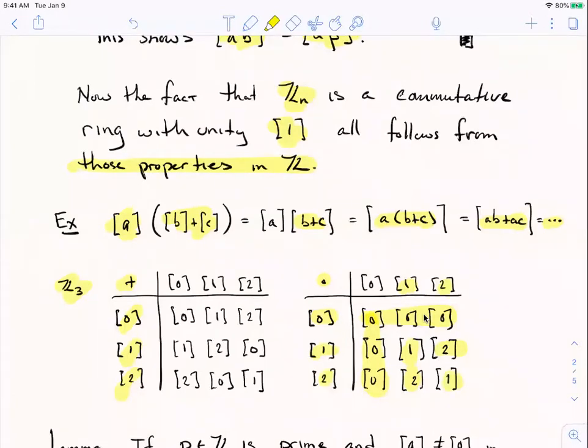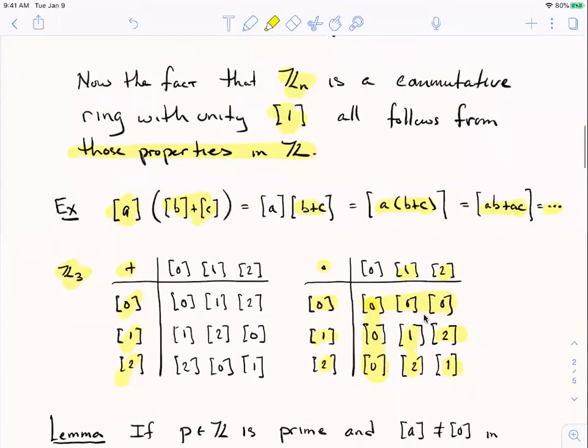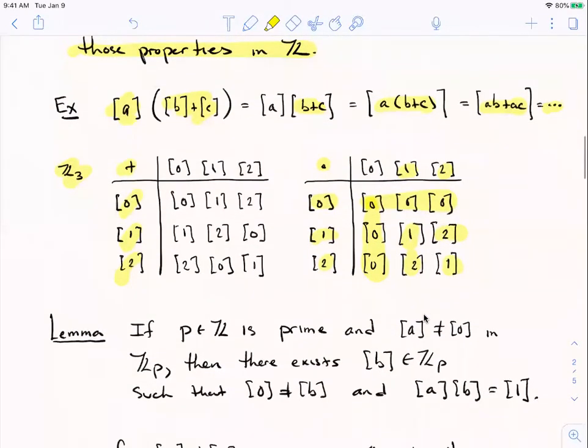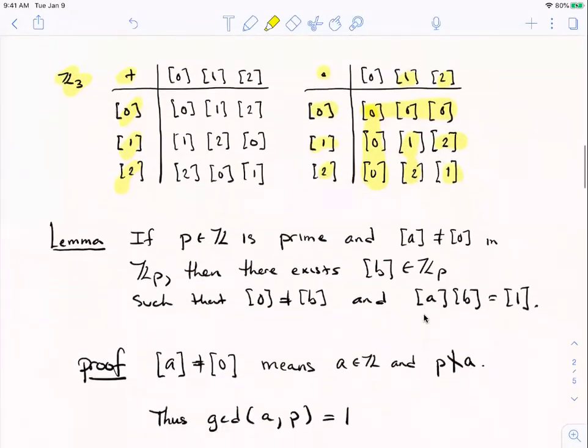2 times 2 is 1 mod 3. 2 times 2 is 1 because 4 is congruent to 1. So it's kind of interesting. 2 is its own multiplicative inverse, mod 3.